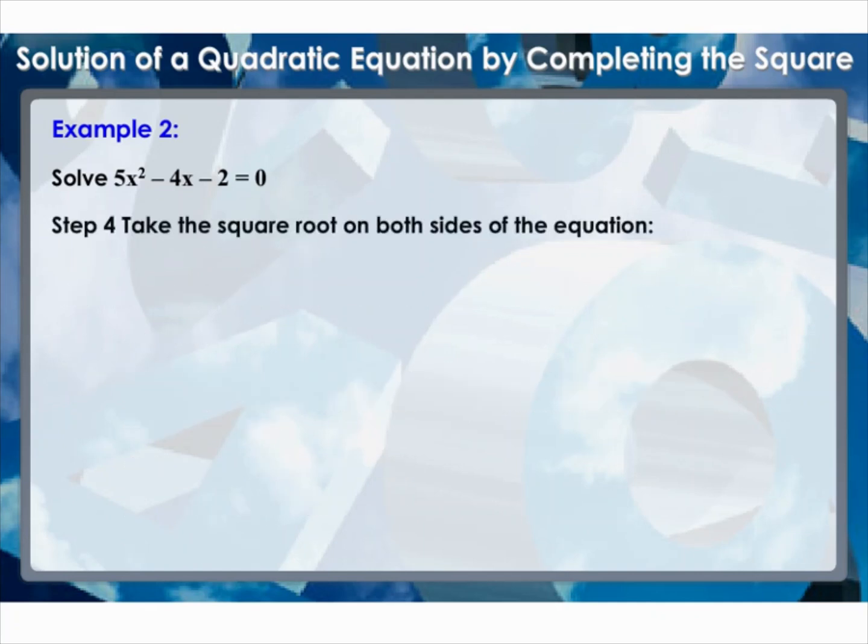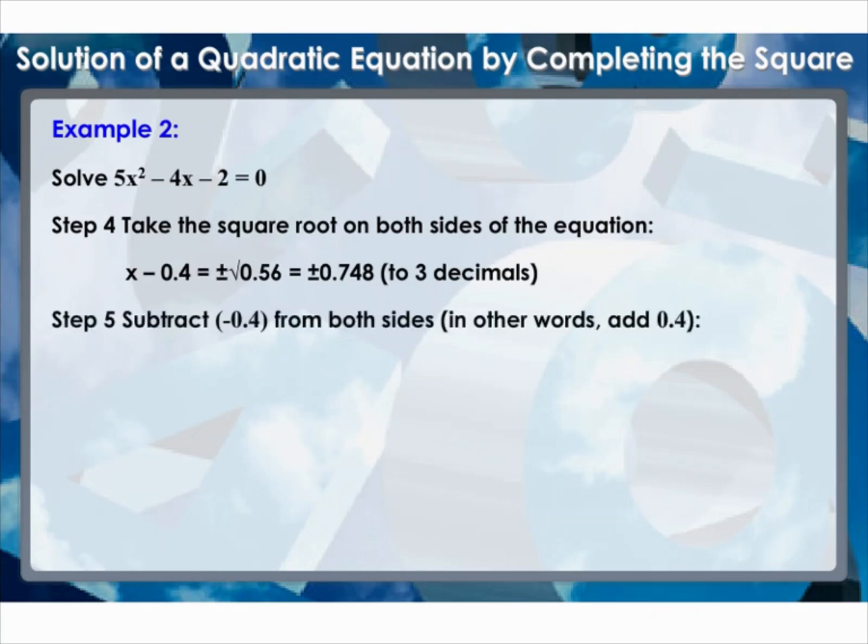Step 4. Take the square root on both sides of the equation. X minus 0.4 is equal to plus or minus root 0.56. That's equal to plus or minus 0.748 to 3 decimals. Step 5. Subtract minus 0.4 from both sides. In other words, add 0.4. X is equal to plus or minus 0.748 plus 0.4. That's equal to minus 0.348 or 1.148.